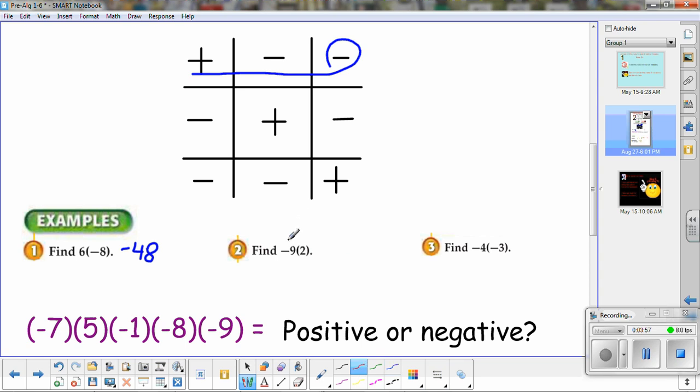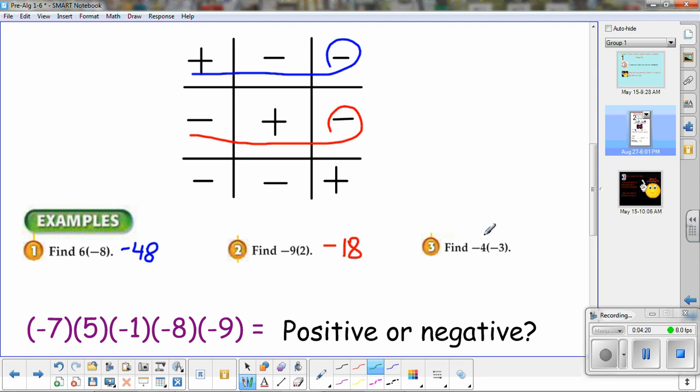Next example, -2 times 2. One of each is always negative, or bad things happening to good people is bad. 9 times 2 is 18, so -18. Or on your tic-tac-toe board, a negative times a positive is negative.